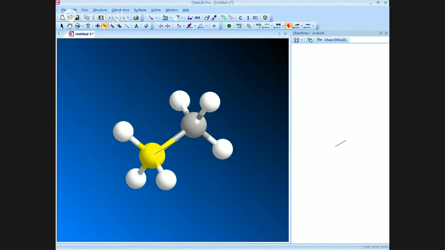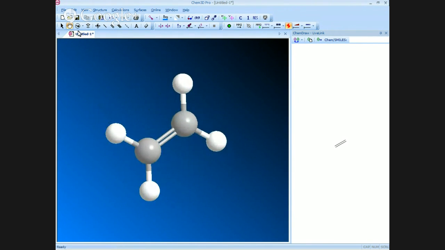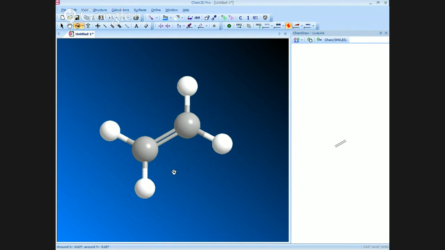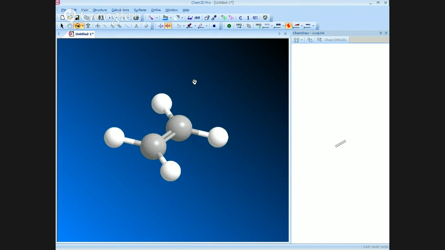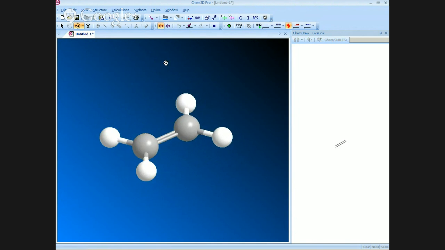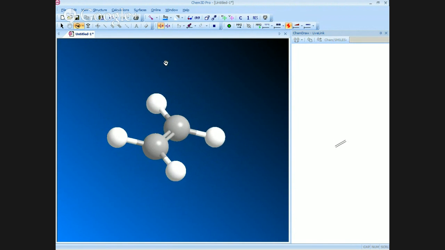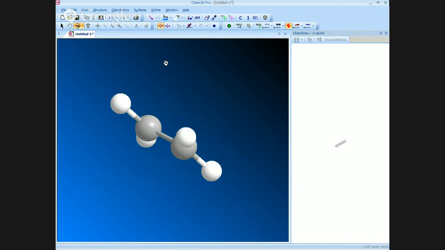So if instead of a single bond, we now have a double bond, that means 2 pairs of electrons are shared. What else has changed about the molecule now? Take a look at it. Let's go all the way around here. The 2 carbons are sharing 2 pairs of electrons. What else has changed?